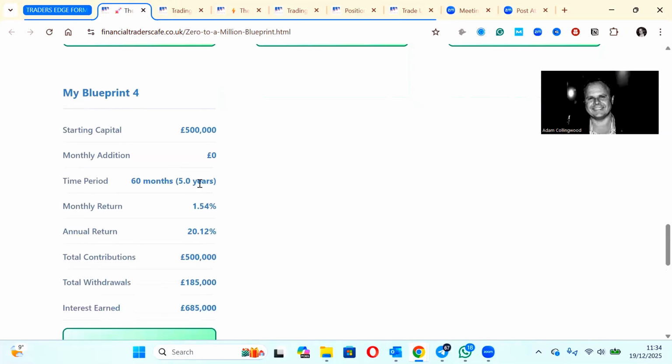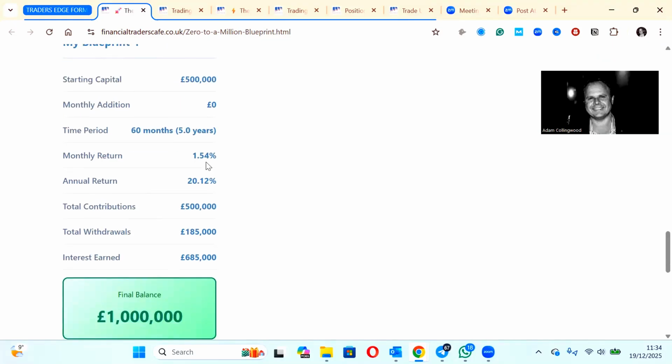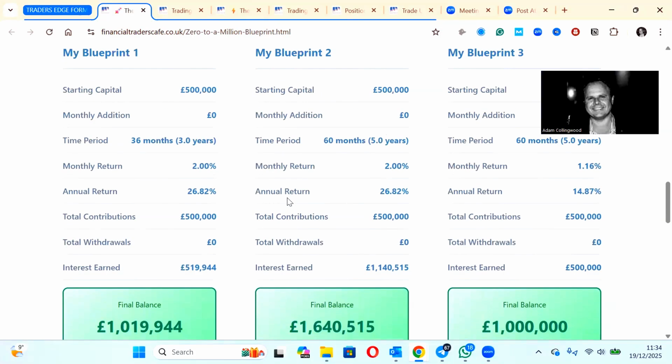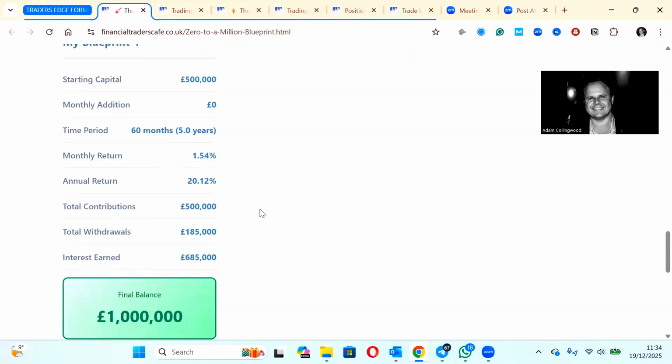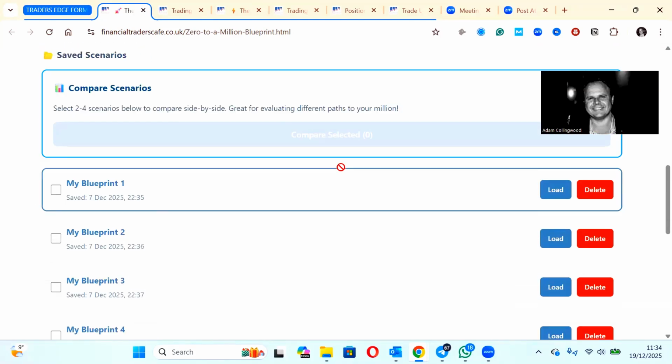And then the final one is over a period of 5 years, monthly return 1.54%. So over that 5-year period, only 1.54. That's nothing. Just over 5 years. So we can close the comparison there. You can do all your scenarios in here.